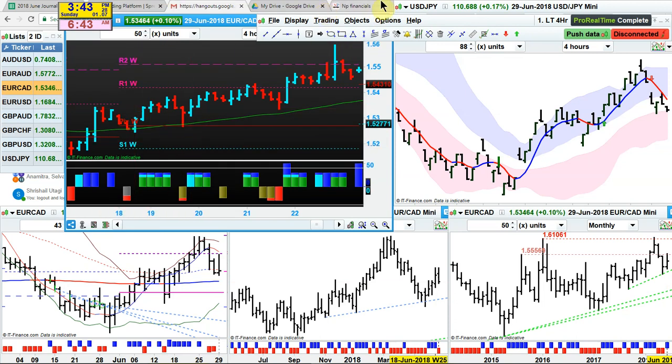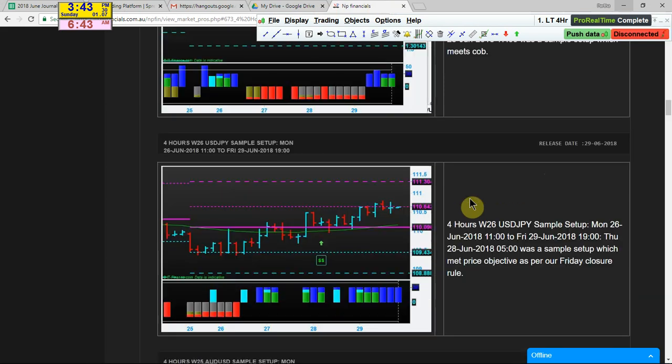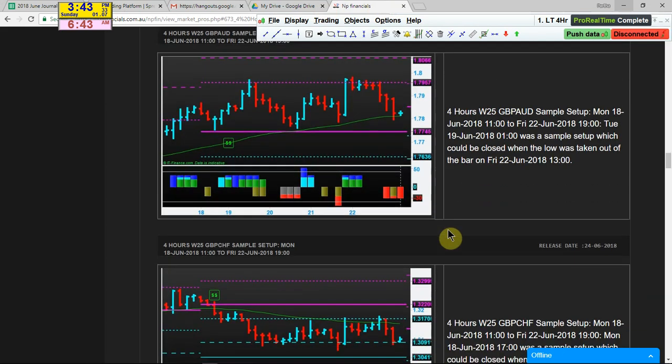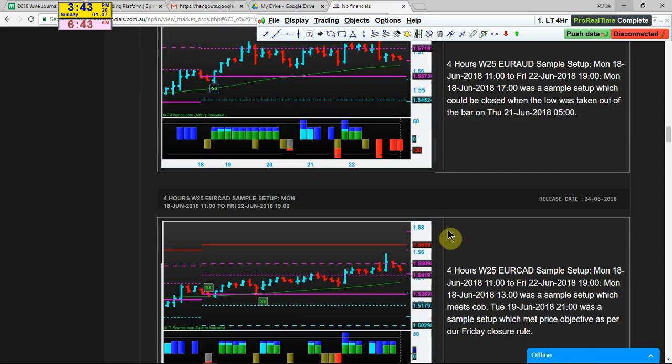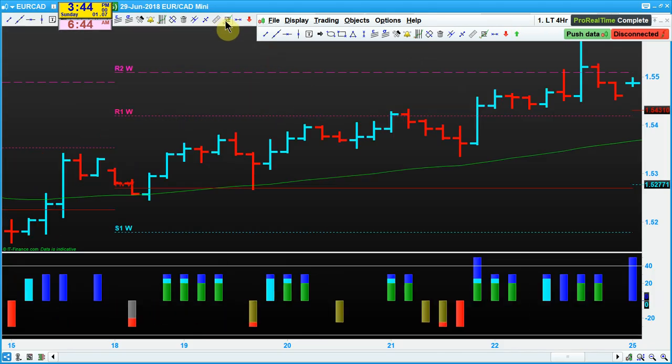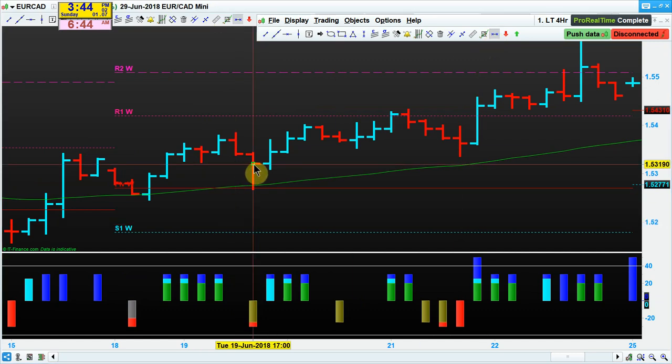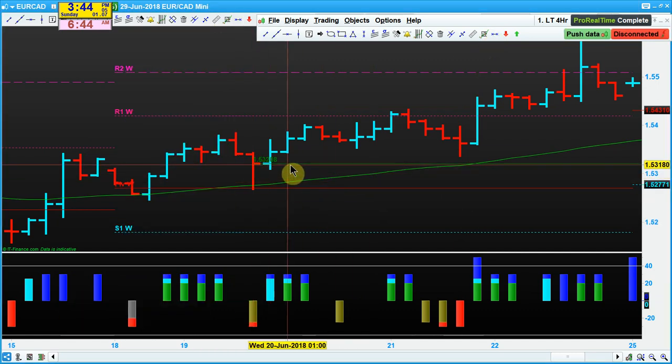EuroCAD 1921, let's go. 1921 is a sample setup which made the price objective. Monday 18th June was a sample setup which meets COB. So this was a COB. 1921, this is the one. No, price did not hit, so there is no entry.